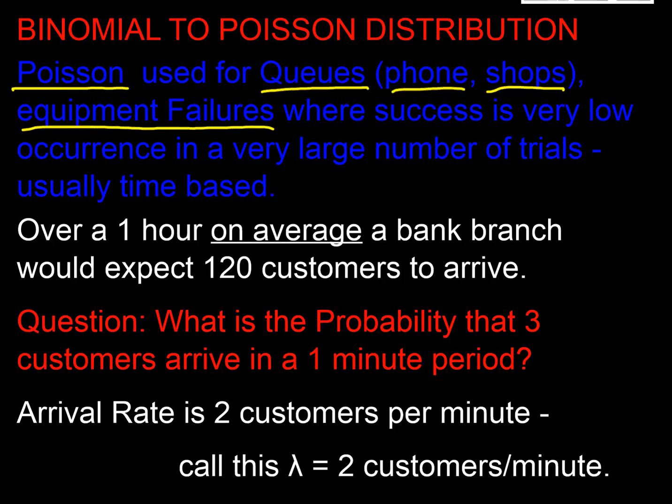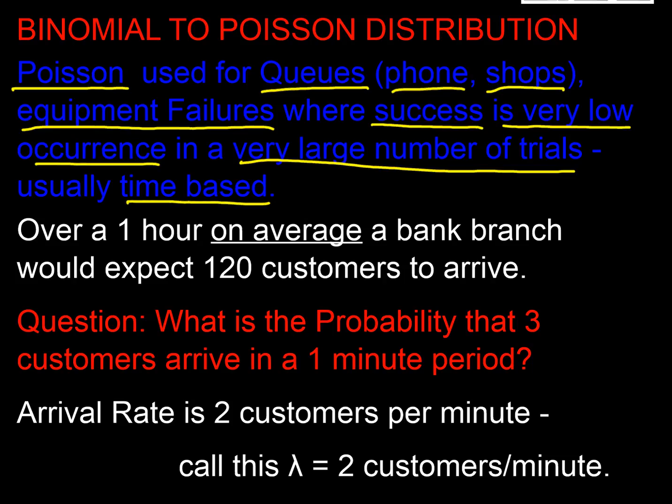And the important thing here is that the probability of success in each of the trials, the probability, is very low, and there are a very large number of trials, and usually these trials are effectively small periods of time, so a minute or a second or a millisecond if you're working on the internet and you're getting thousands of hits on your website.